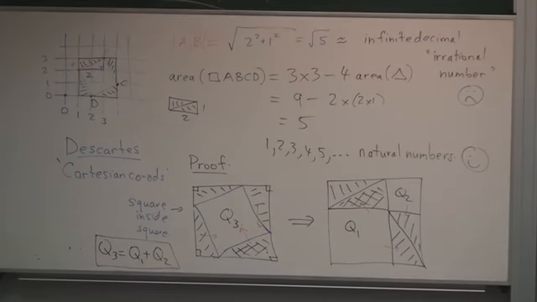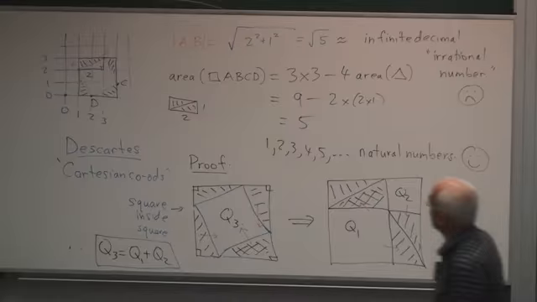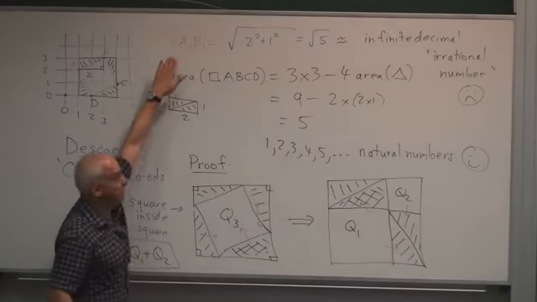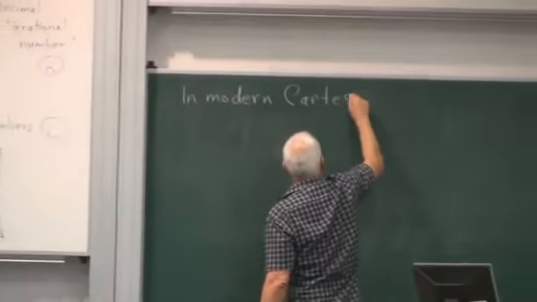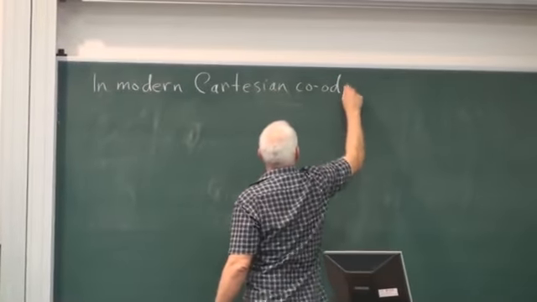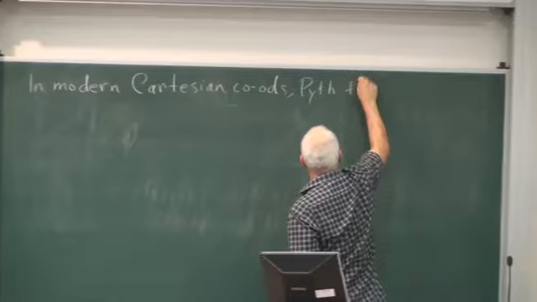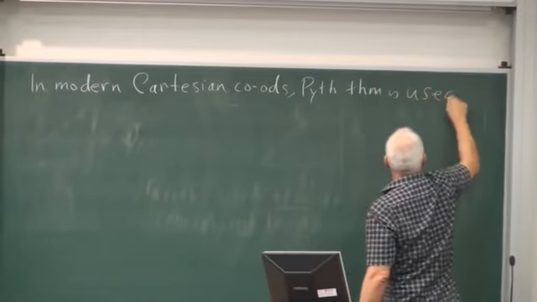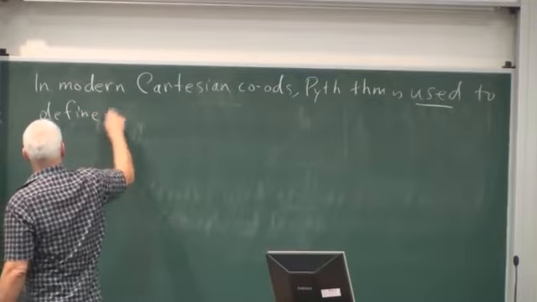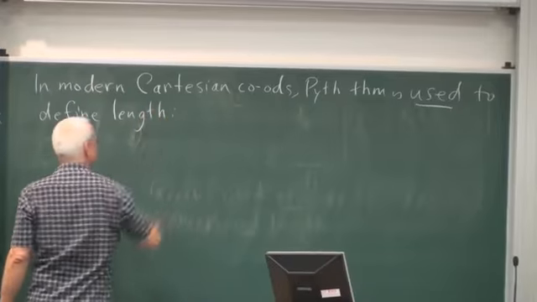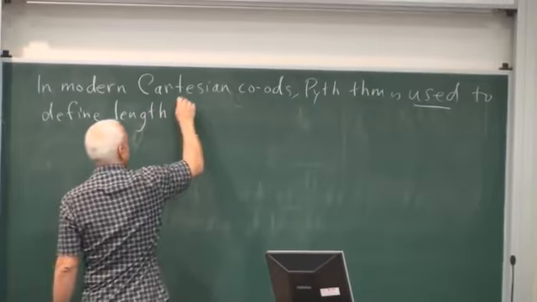Okay, so one of the reasons why Pythagoras' theorem is so important is because of this formula here that we now use to define the length in Cartesian coordinates. So in modern Cartesian coordinates, Pythagoras' theorem is used to define length, or distance, same thing.